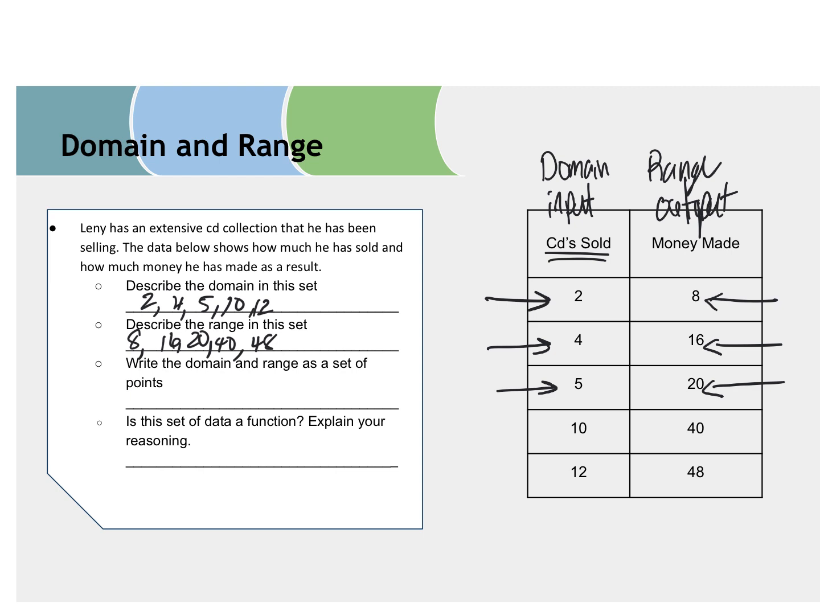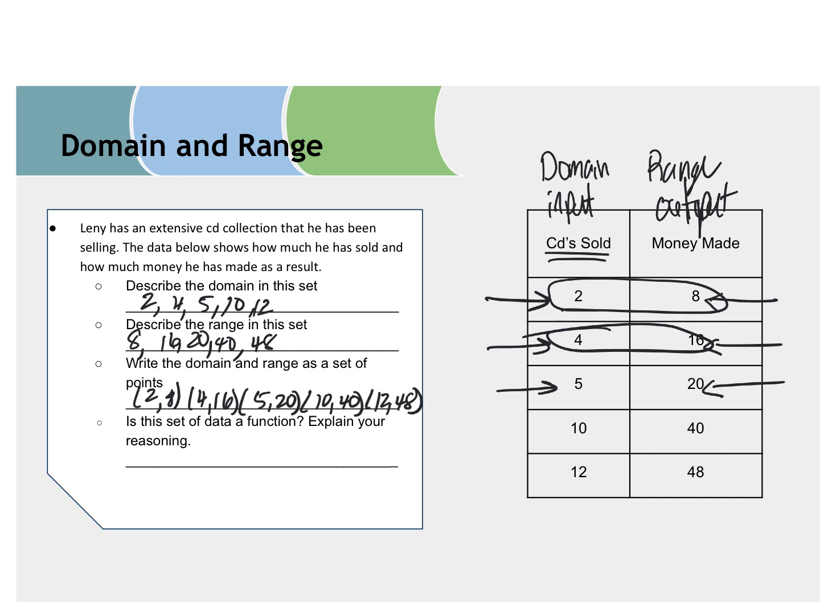Then it says write the domain and range as a set of points. Since they're all just listed in a row, this would be 2, 8, 4, 16, 5, 20, 10, 40, 12, 48. And then, is this a function? Well, the answer is yes. Since each of the domains goes to a unique range, this is a function.